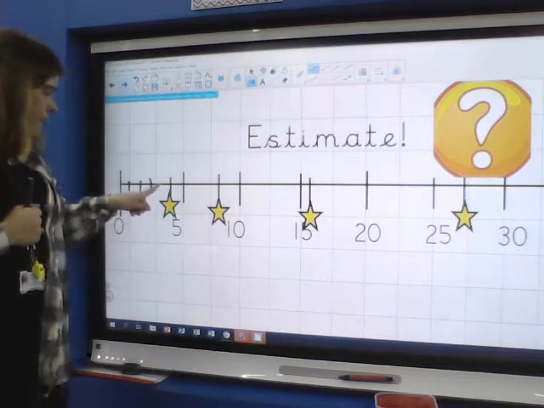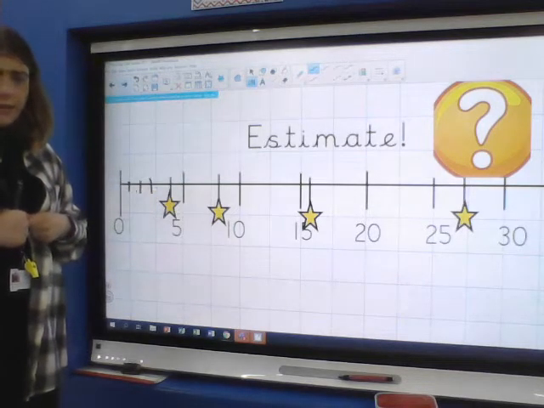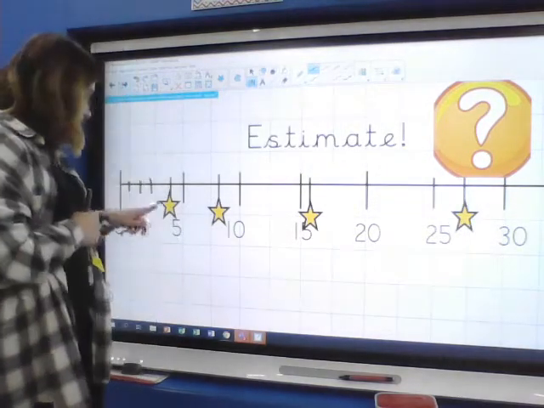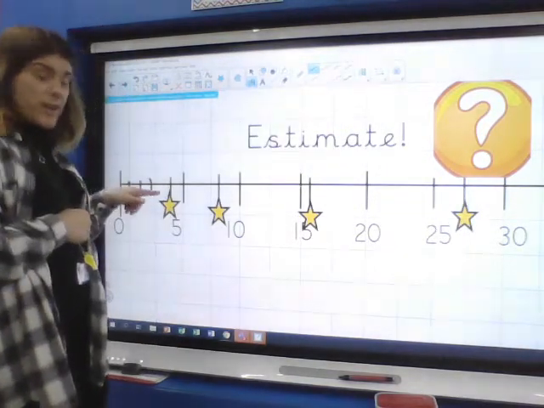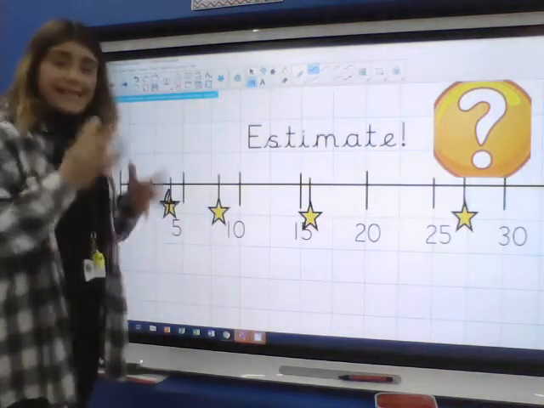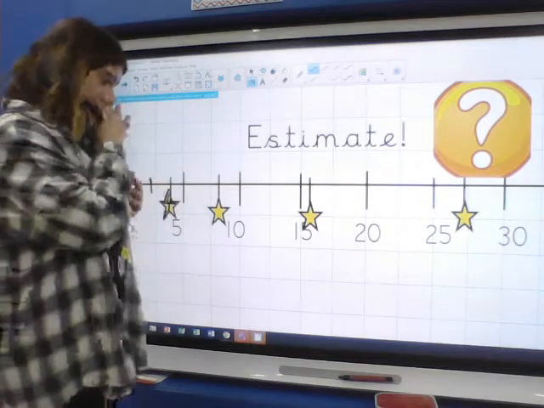So what could this number be here on the number line? Okay, so write it down on your whiteboard. So I think this number would be about 4. This is where about 4 would be. And we can say about because we're estimating.